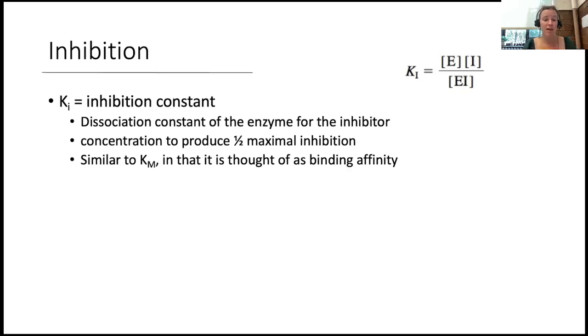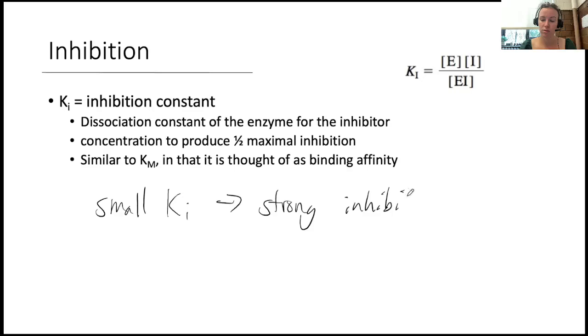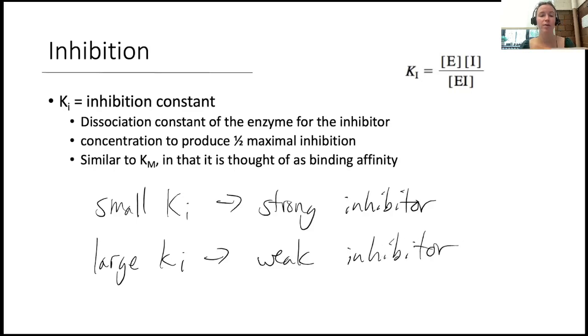So if an enzyme has a small Ki, we would consider that a strong inhibitor. If an enzyme has a large Ki, we would consider that a weak inhibitor. Also on the screen, you see I have the equation for calculating Ki, just your typical equilibrium constant.